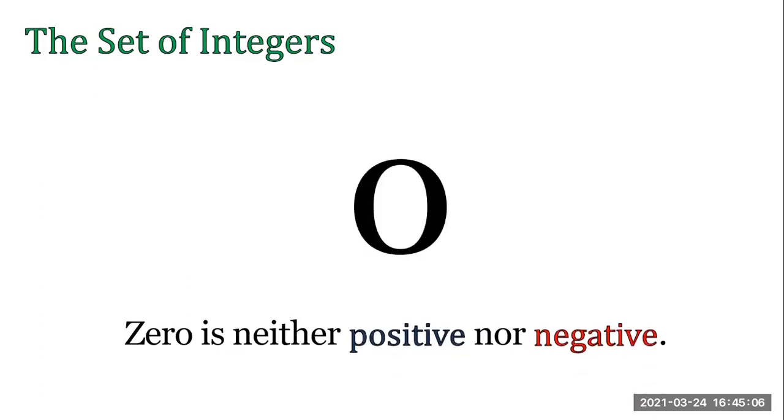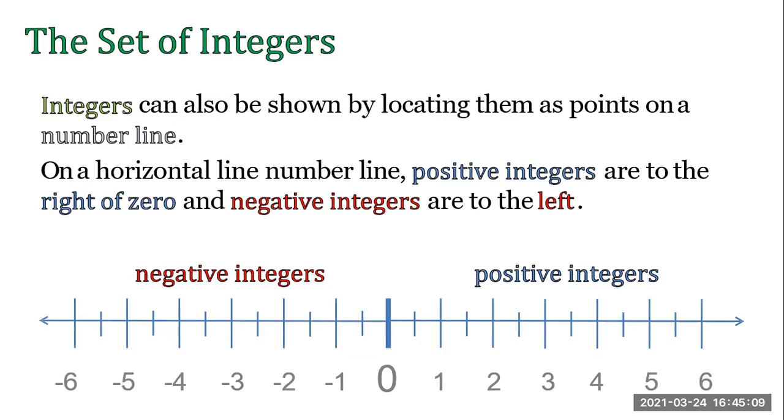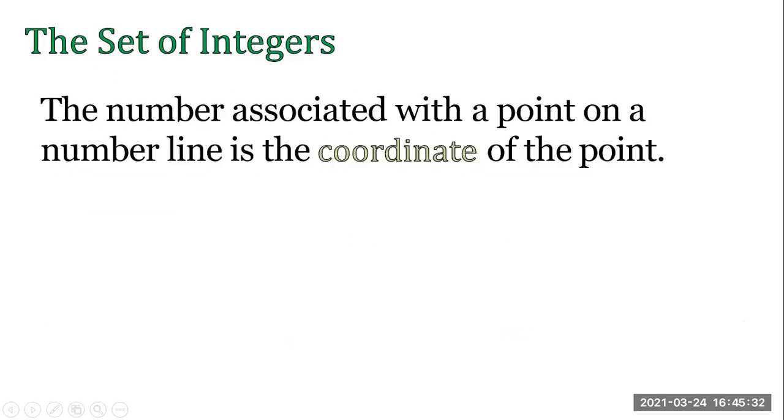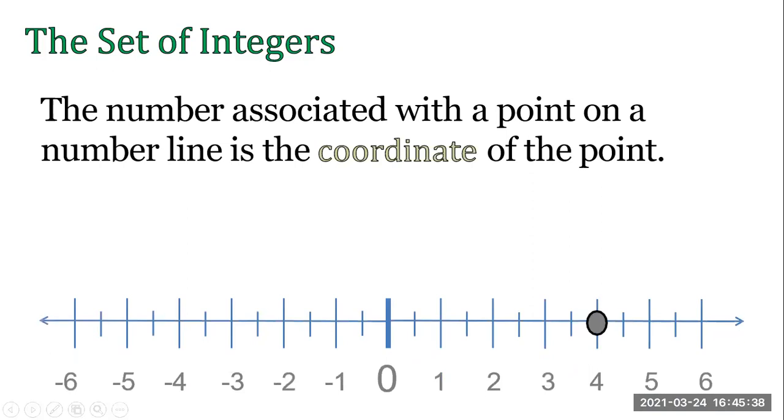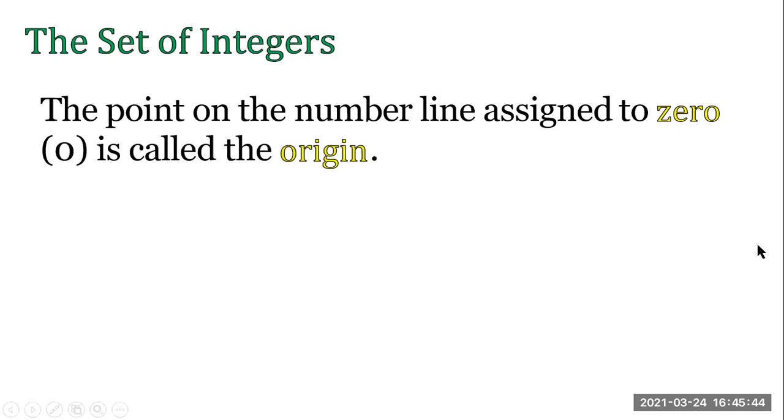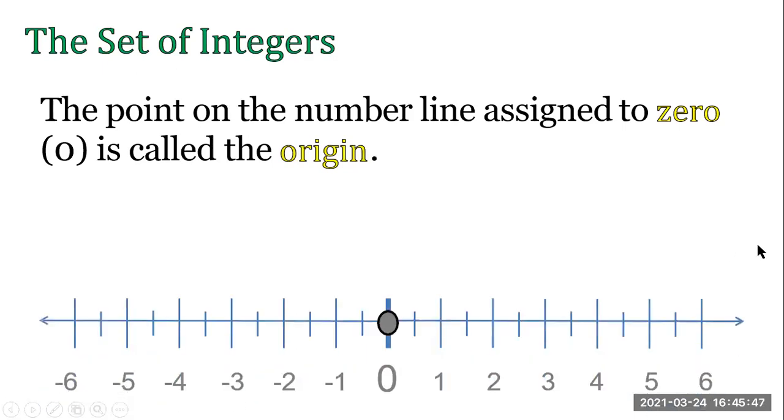0 is neither positive nor negative. Integers can also be shown by locating them as points on a number line. On a horizontal number line, positive integers are to the right of zero, from here to here, and negative integers are to the left. The number associated with a point on a number line is the coordinate of the point. So this is the coordinate. The point on the number line assigned to 0 is called the origin.